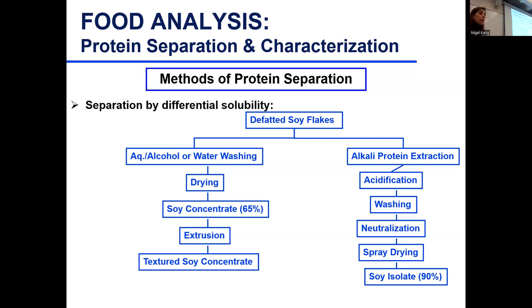So first, the difference is in their purity. Why? Because the procedure we are using is different. With protein concentrate, we just do one step washing on the defatted flour. With protein isolate, we do alkaline solubilization, or salt. In soy, alkaline solubilization is the most common way. And then precipitate the protein. So more work.